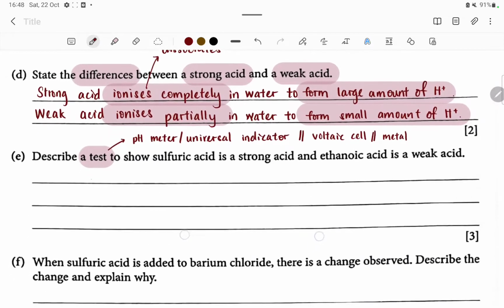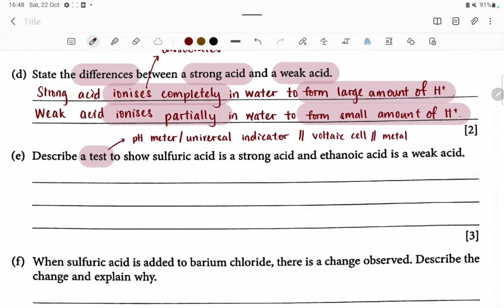So let's write down the answer for the first one first. First method, pH meter or universal indicator. So this one you can say that first point is use pH meter or universal indicator. And then second point is you say that if the pH is 1 to 3, it is a strong acid.